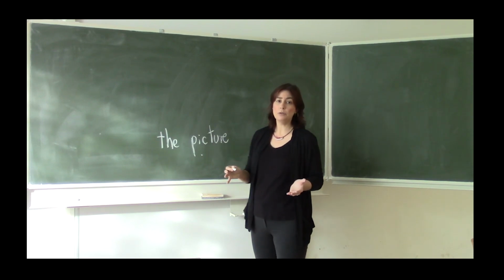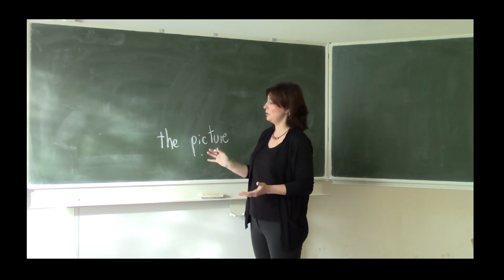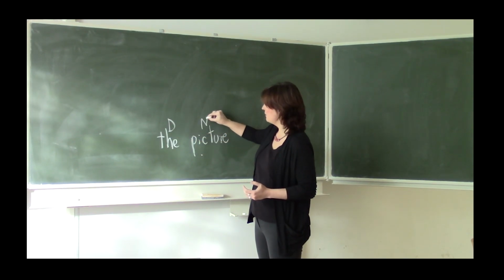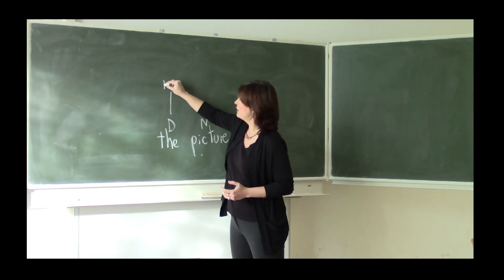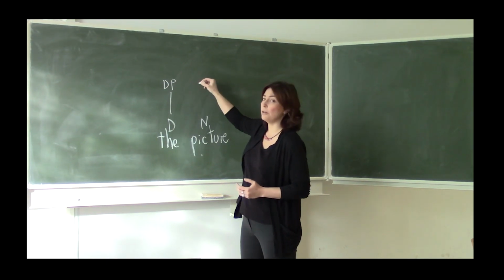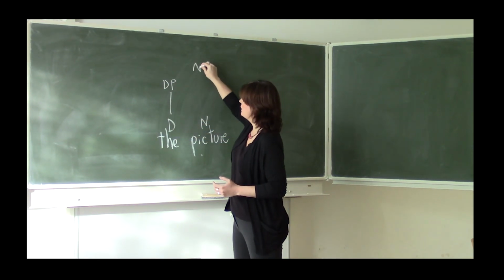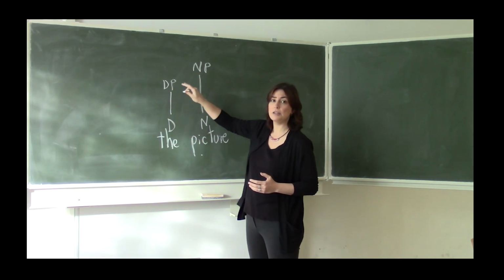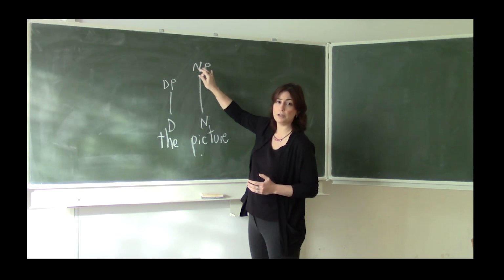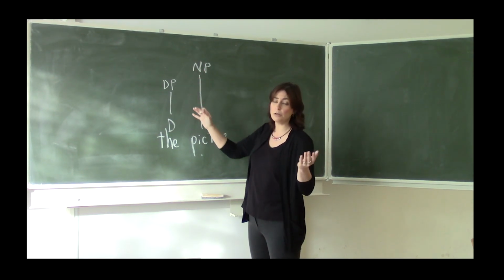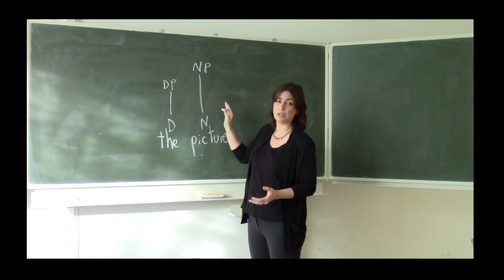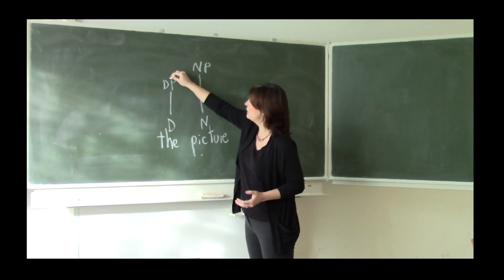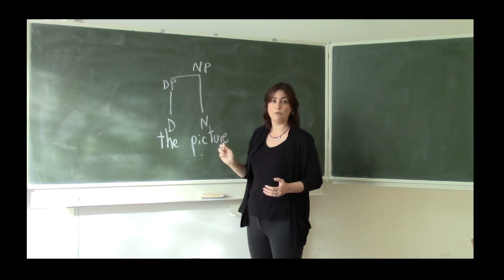So the first thing that I do is to write the morphosyntactic categories. The is a determiner. Picture is a noun. Now each one of them has its own phrase. Determiner phrase for the determiner, a noun phrase for the noun. Now I have to decide whether the determiner phrase is inside of the noun phrase or the noun phrase inside of the determiner phrase. You saw in the slide that determiner phrases are good specifiers of noun phrases. So it is clear that this determiner phrase goes inside of the noun phrase.